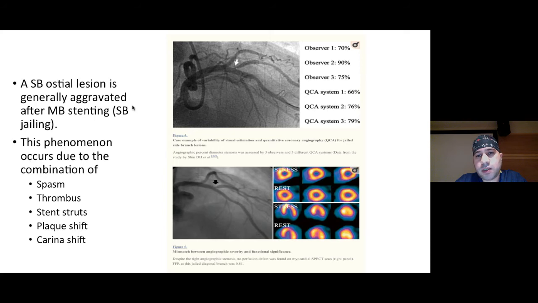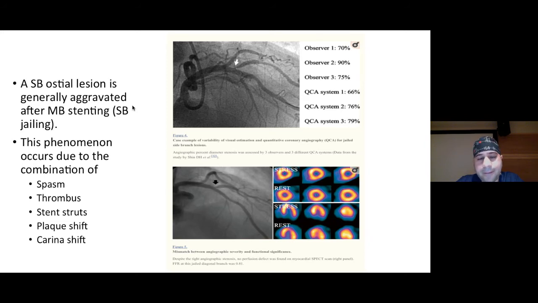And as you can see, there's inter-observer variability in calling the lesion. Observer number 1 called it 70%, while number 2 called it 90%, and number 3 called it 75%. So it's difficult to assess these side branches post-PCI and whether they're significant or not. They decided not to perform a dedicated bifurcation strategy for this patient, but sent the patient for a PET scan to look for inducible ischemia. And as you can see, there's no inducible ischemia, so they continued the provisional approach, and the patient did well with no chest pain.